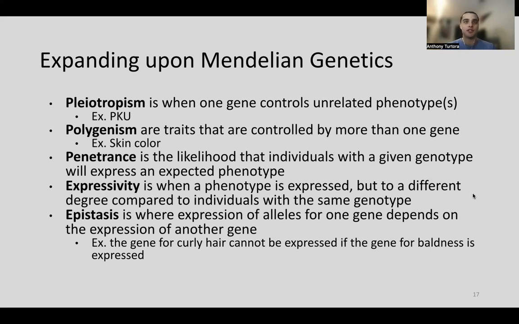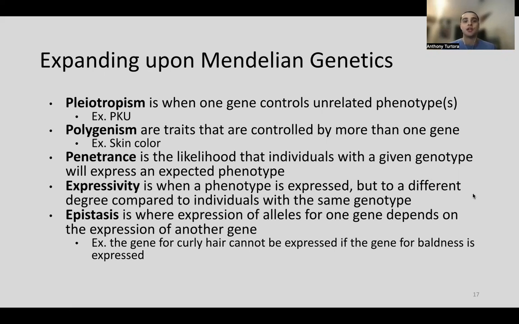So an example of this is PKU. So what this is, is a mutation on chromosome 12. This gene normally wants to code for phenylalanine, but this mutation will then code for tyrosine. And then many different phenotypes can come out of this mutation. We see sometimes eczema, we see sometimes mental retardation, and then some other ones can happen as well.